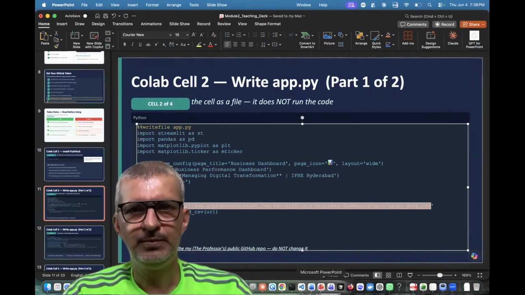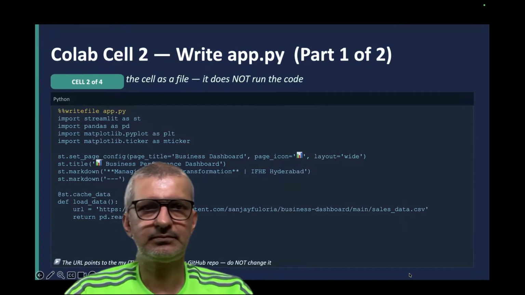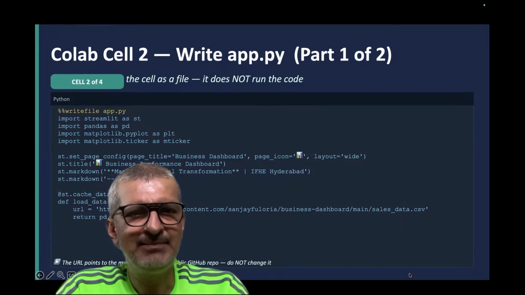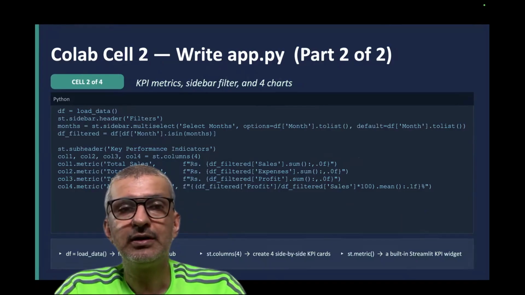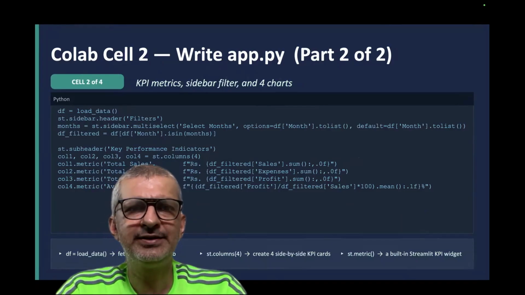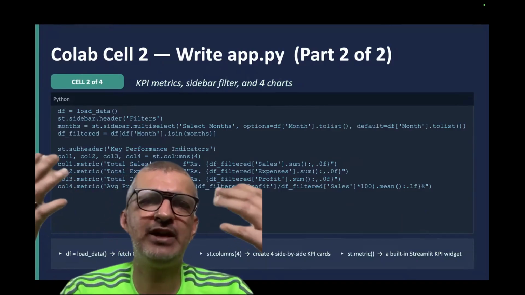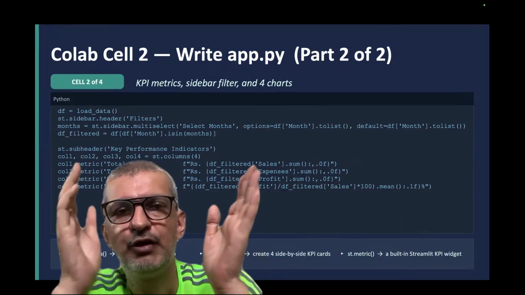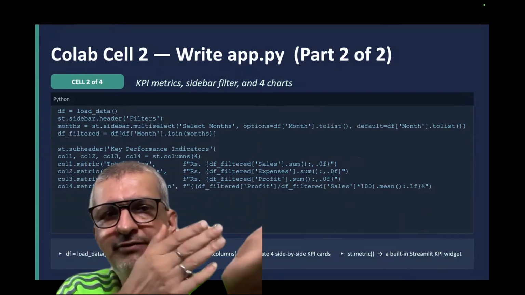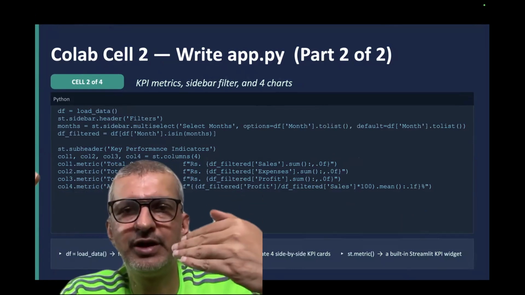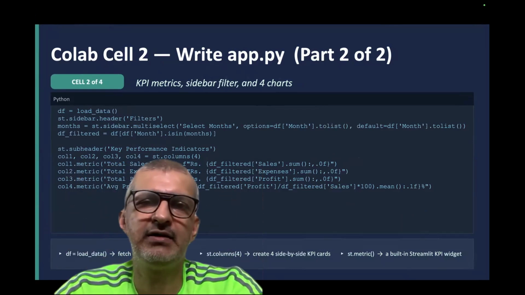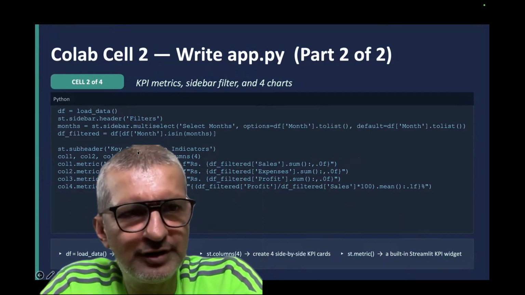Okay. Go back. So this app is created. Now, next cell is designing the KPI metrics, the key performance indicator. How should it look? What should the sidebar have? What filter should it have? How many charts it should have? So it says there is a KPI metrics, there is a sidebar filter, and there are 4 charts. So this code talks about that.